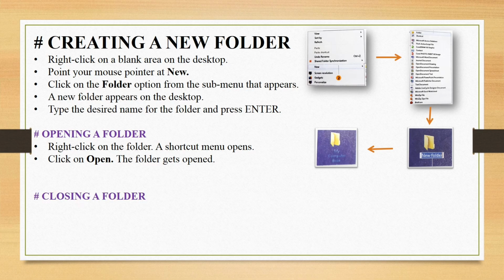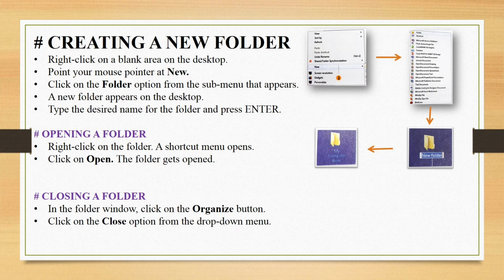Closing a folder. To close a folder, similarly, there are some steps to be followed. Number 1. In the folder window, click on the Organize button and then click on the Close option from the drop-down menu. You can also close a folder by clicking on the Close button on the top right corner of the folder window.